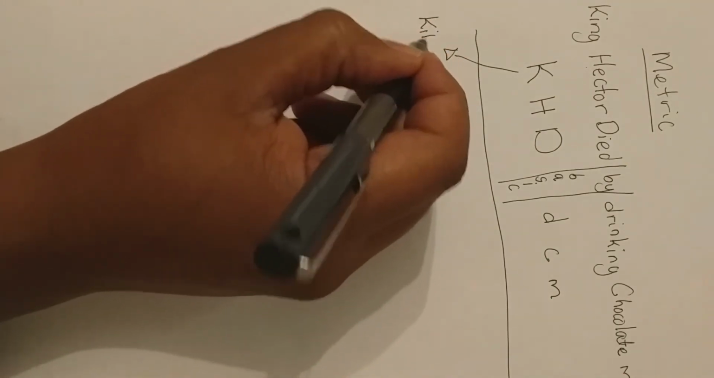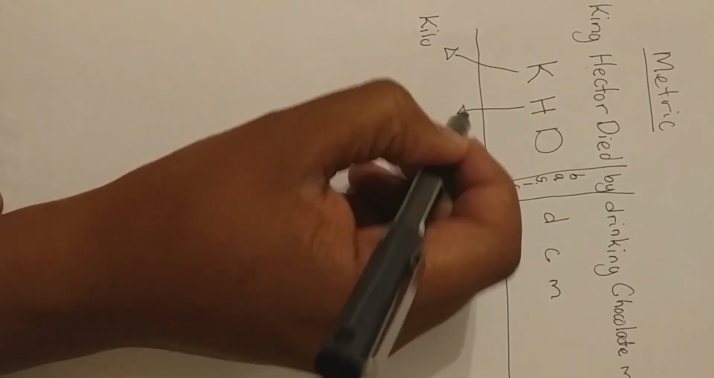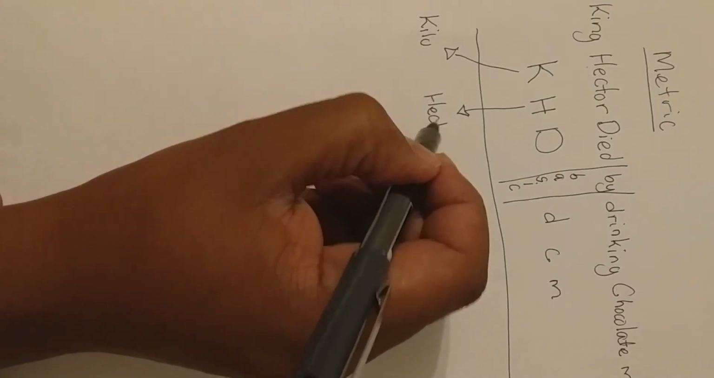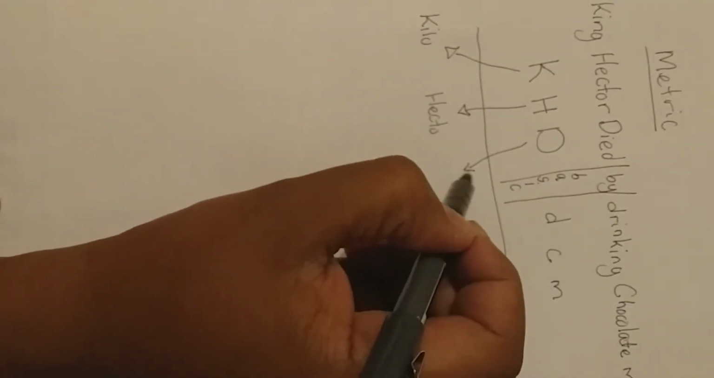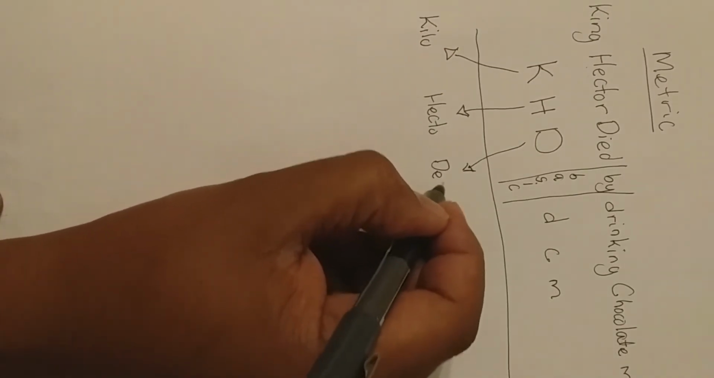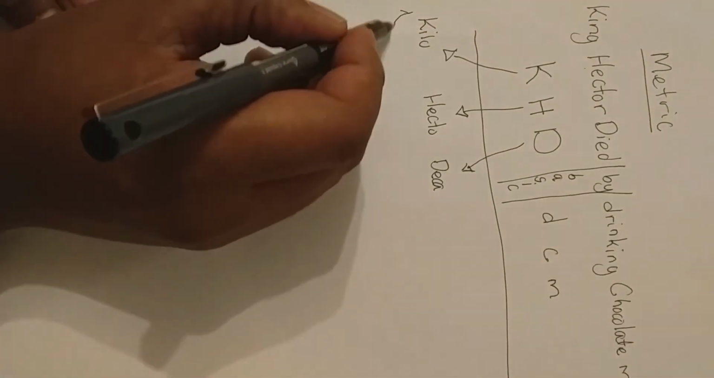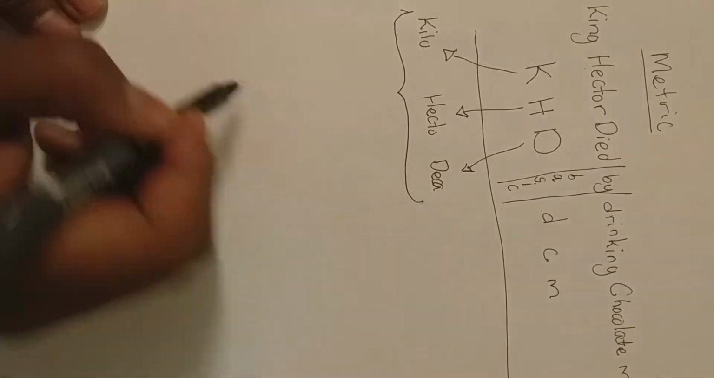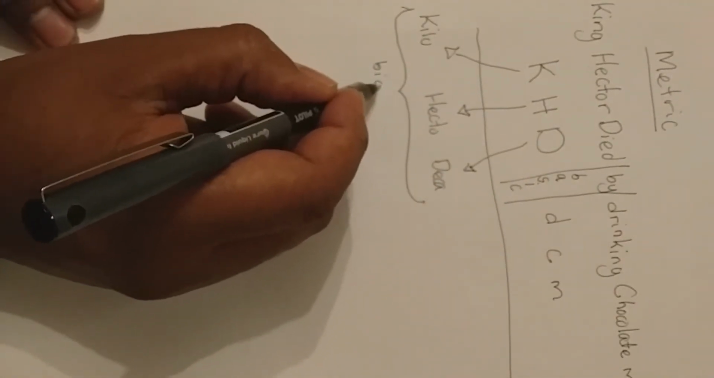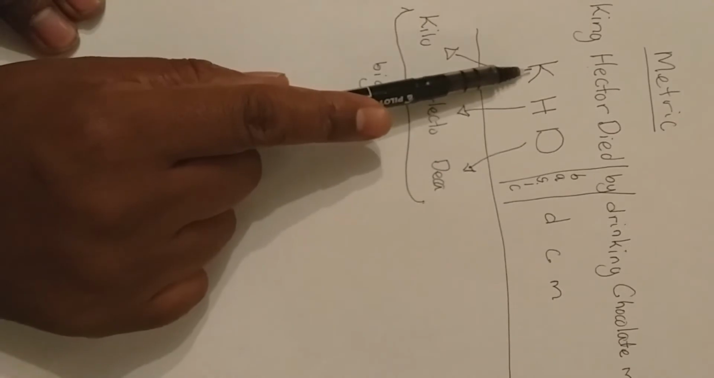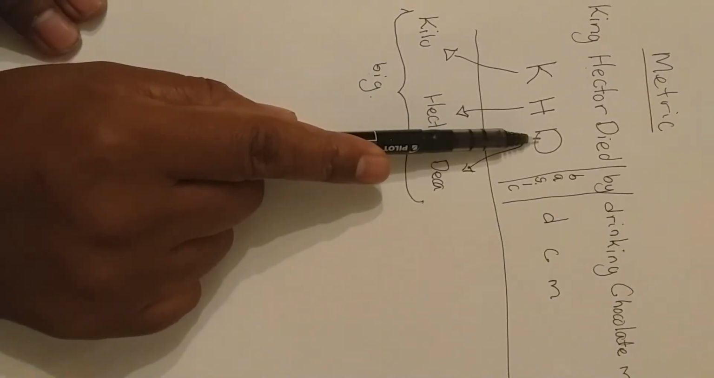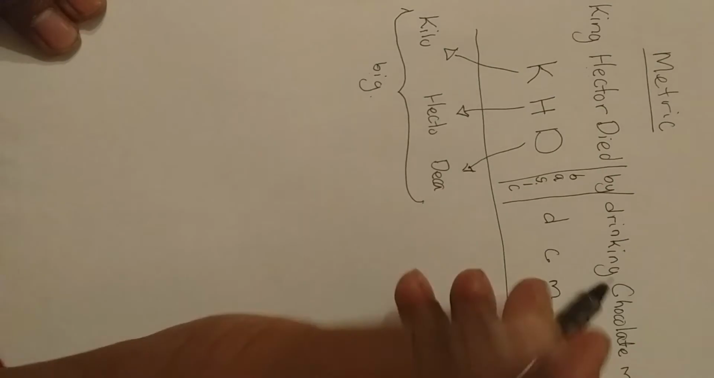The K stands for kilo. H stands for hecto. D stands for deca, as in a decade. These units on the left are big units, and that's the reason why I've put them in big letters. These ones on the right are smaller units.